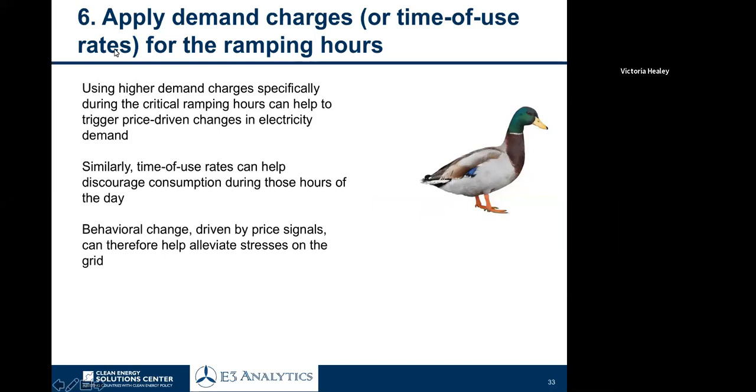A sixth pathway is to apply time of use rates or variable pricing for the ramping hours. So higher demand charges, for example, during the critical ramping hours could help trigger price-driven changes in electricity demand. So people could say, whoa, electricity is so expensive in the evening hours, I think I'm going to buy myself one of those new ice-producing air conditioning units so that my electricity demand is during the daytime and not during the nighttime. Similarly, businesses could start shifting their usage profiles in different ways, using different dispatchable loads that are not as time sensitive.